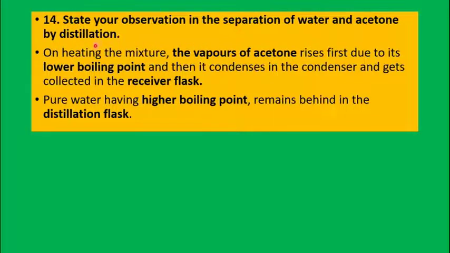Now what is the observation after the experiment? On heating the mixture, the vapors of acetone rise first due to the lower boiling point, and then condense in the condenser and get collected in the receiver flask. Pure water, having a higher boiling point, remains behind in the distillation flask.